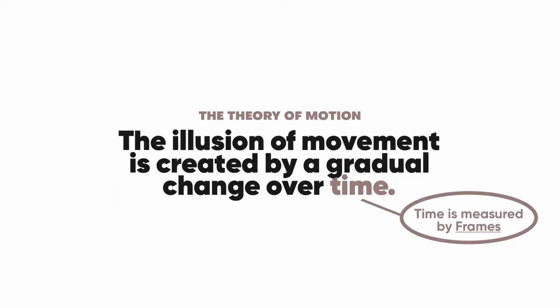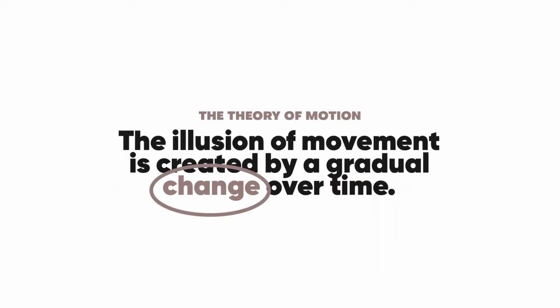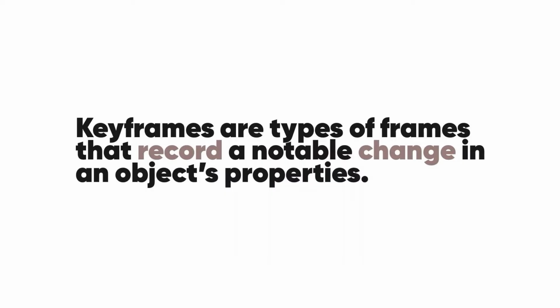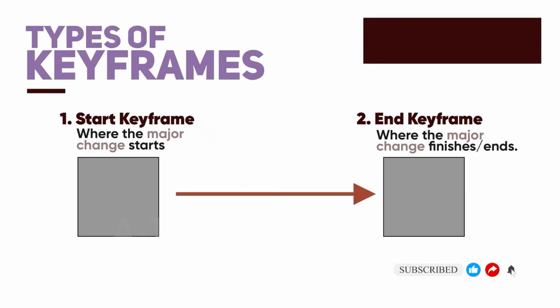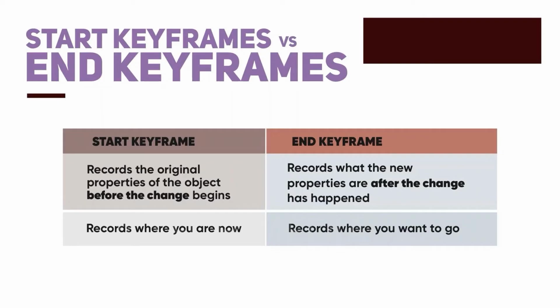But if time in animation is measured through frames per second, how do we record change in animation? Enter keyframes. Keyframes are types of frames that record the major points of change or key points of change in an object's state, properties, or action. Now, there are two main types of keyframes. The start keyframe that records when the object's action begins, and the end keyframe that records when the object's action finishes. If the start keyframe is where the object is before the change, the end keyframe is where the object will be after the change has occurred.